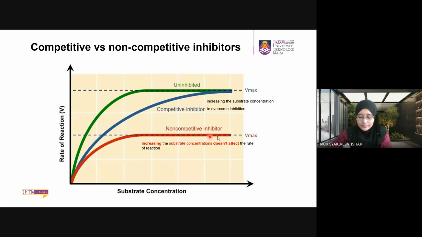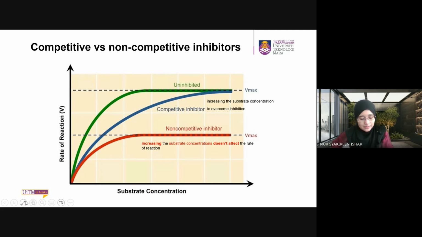The red graph is due to the presence of a non-competitive inhibitor, where if you keep on adding substrate, it does not influence the rate of reaction. The inhibitor will just bind to the allosteric site, causing the enzyme to be unable to function. The enzyme changes shape, and the substrate cannot bind. So one way to overcome the inhibition is to remove the inhibitor.